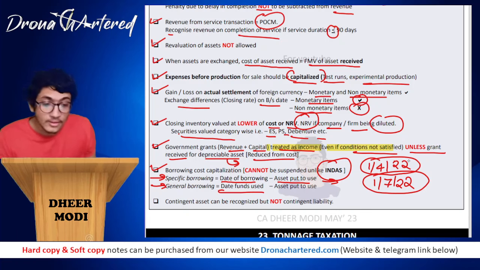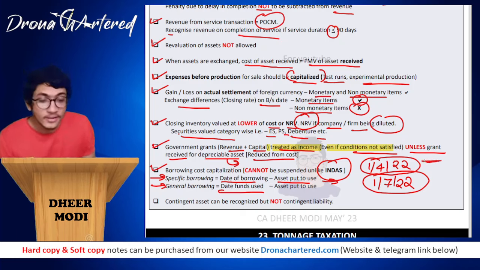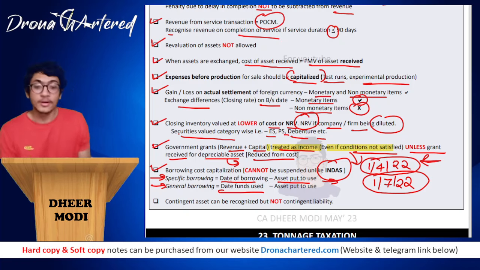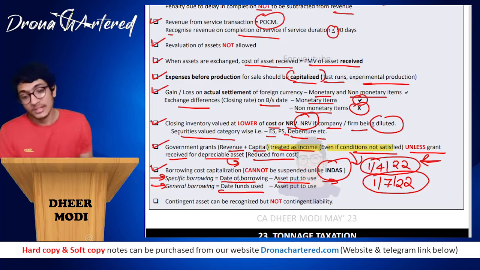Okay, so under specific borrowing, what you have to remember, even if we use the funds later, that does not matter. The date when you took this loan, that is the date that will matter. So date of borrowing till the asset is put to use is for specific borrowing, and for general borrowing it is the date the funds are used till the date the asset is put to use, that is when your capitalization will start and stop.